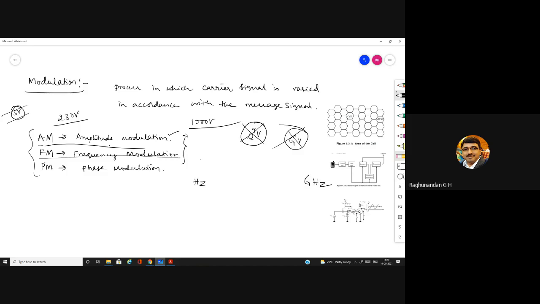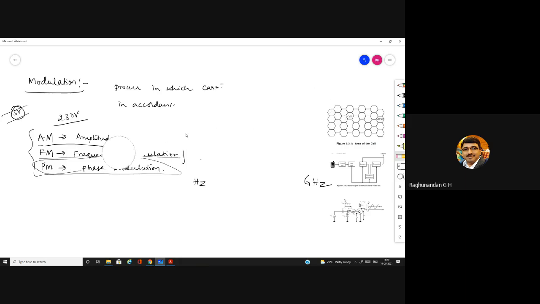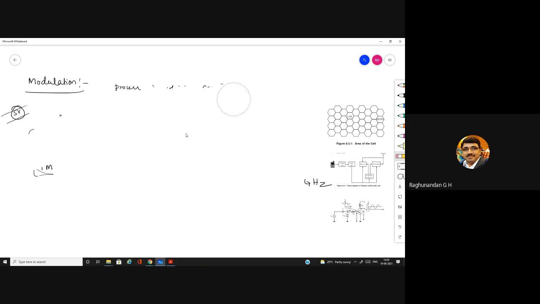Coming to phase modulation, this is not used in commercial aspects. They use it internally or just for security purposes. Okay, this is about AM, FM, PM. Some things I have told just for a general idea, but you need to know what AM, FM, and PM are. After this, we have the next topic, need of modulation.